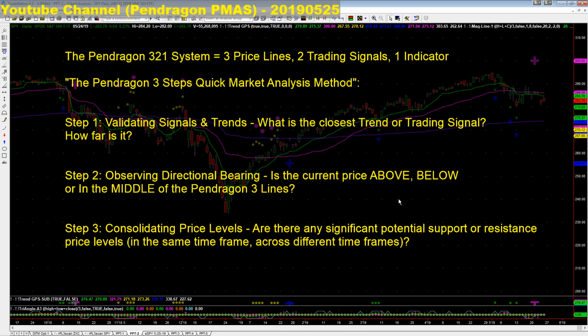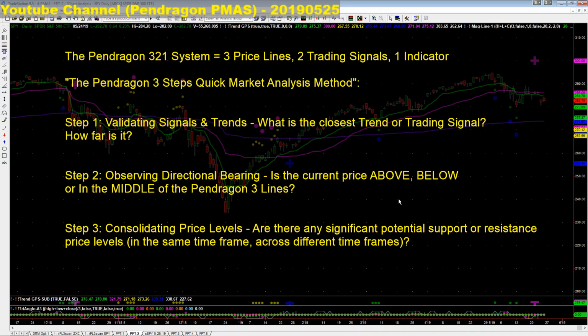Step 1 is called validating the signals and trends. When we pull up the chart, we're going to look for the closest trend or trading signal, and how far it is from the current trading price. That's step 1. Then step 2, we're going to be observing the directional bearings of the current trading price. So is the current price above, below, or in the middle of the Pendragon 3 lines?